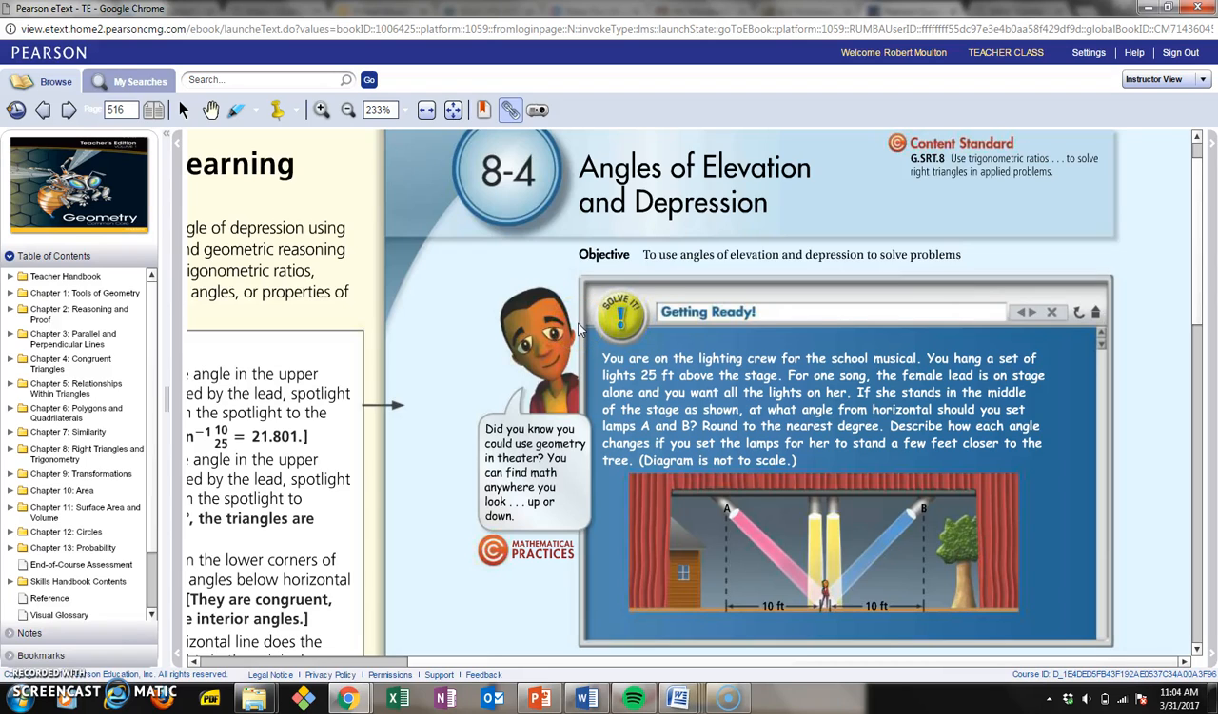Hey, we're going to learn 8-4, angles of elevation and depression. Our objective is to use angles of elevation and depression to solve problems.